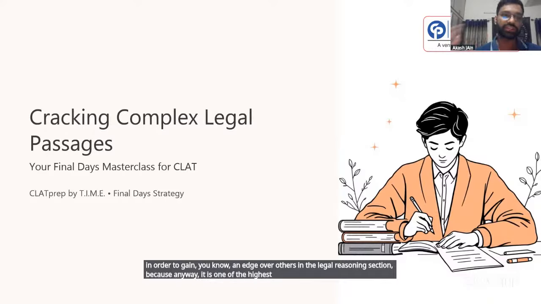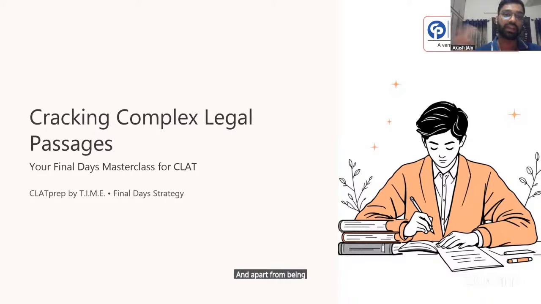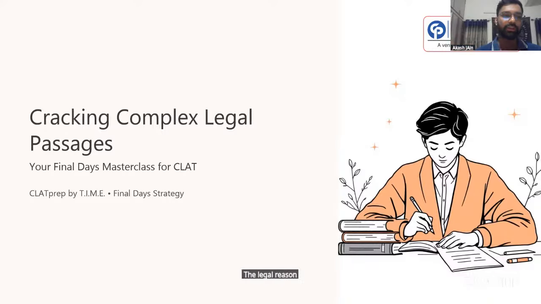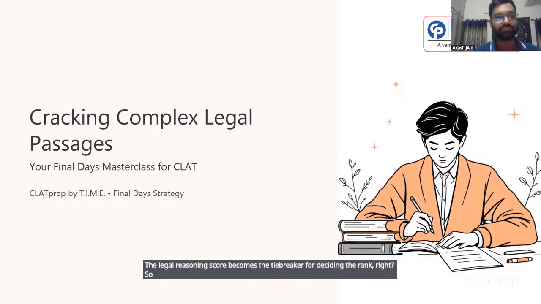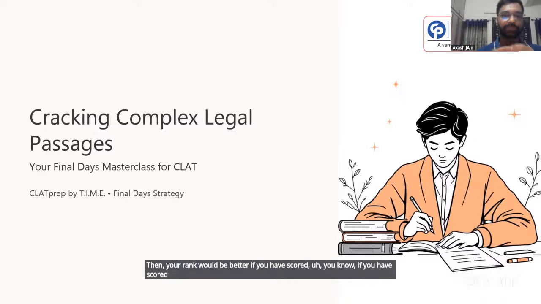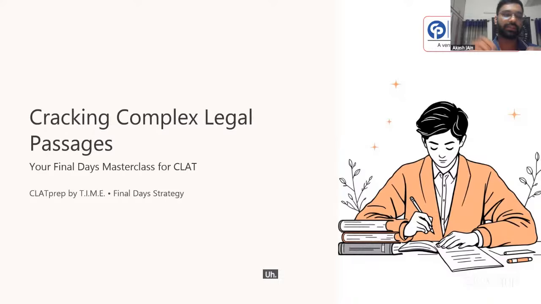Because anyway, it is one of those sections with the highest weightage, and apart from being the subject with the highest weightage, it is also a tiebreaker. So in case two students score the same marks, the legal reasoning score becomes the tiebreaker for deciding the rank, right? So if you have scored more in legal reasoning than others who have scored an equal amount of marks in CLAT, then your rank would be better. That's why it's very important to get better marks in the legal reasoning section.